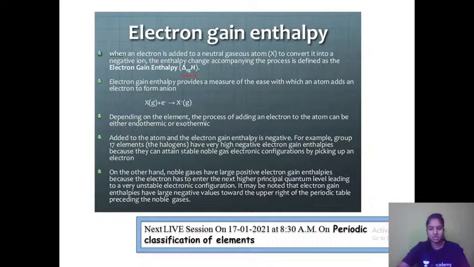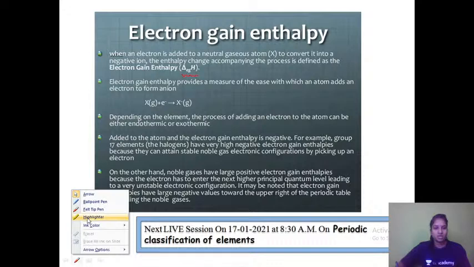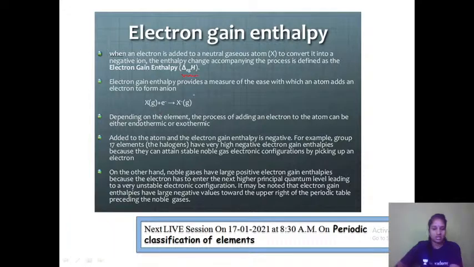This is the representation of how an electron is added to an atom and how it gains a negative charge. Depending on the element, the process of adding an electron to the atom can be either endothermic or exothermic. Just see: when an electron is added to the atom, the electron gain enthalpy is negative.